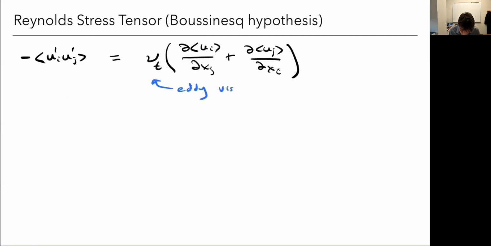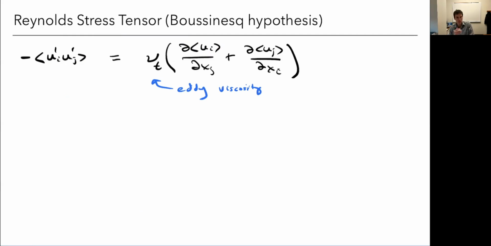Of course, now that I have a model, I have a new problem. Actually, I have a couple of problems, but one of them is I've created a model, but now I have a new unknown. I don't know what eddy viscosity is. So now I need a model for that. I'm kind of kicking the can down the road, so to speak. But let's go with that for now.